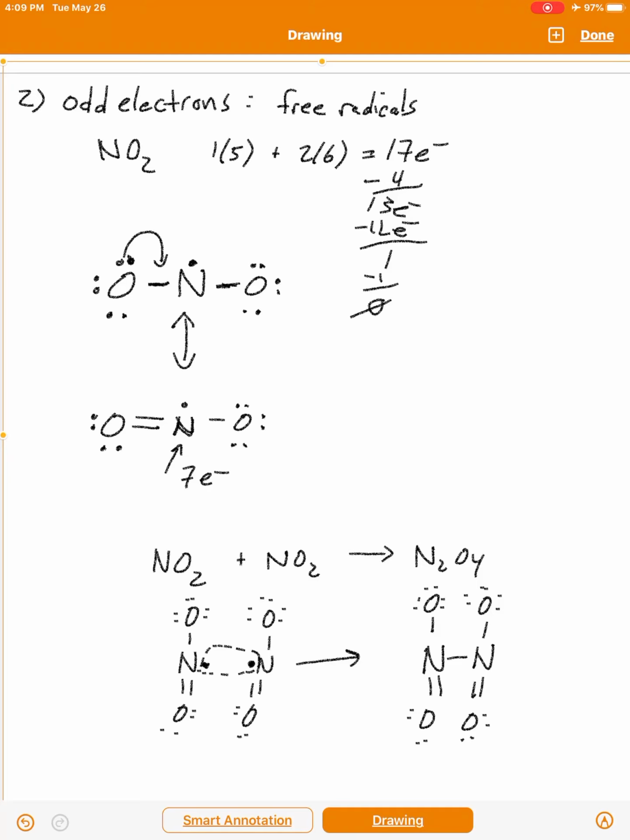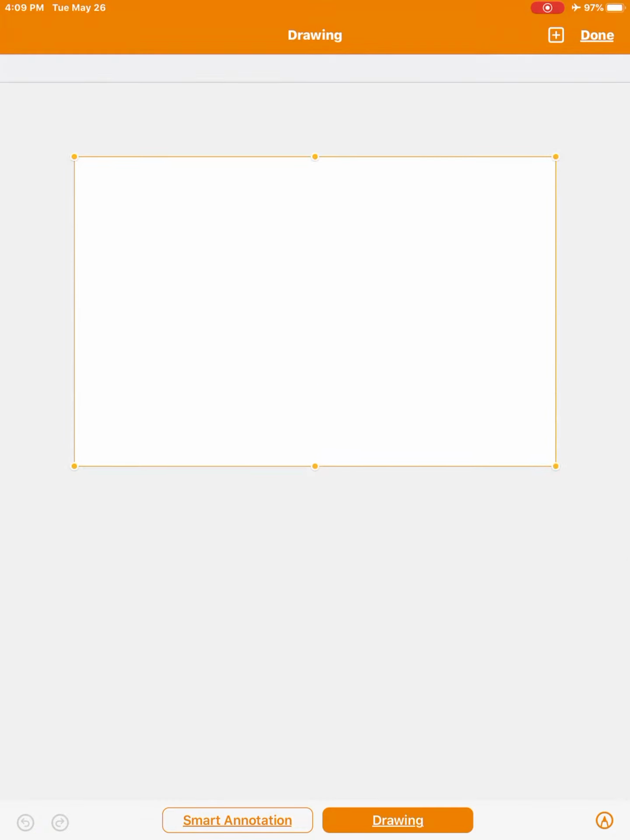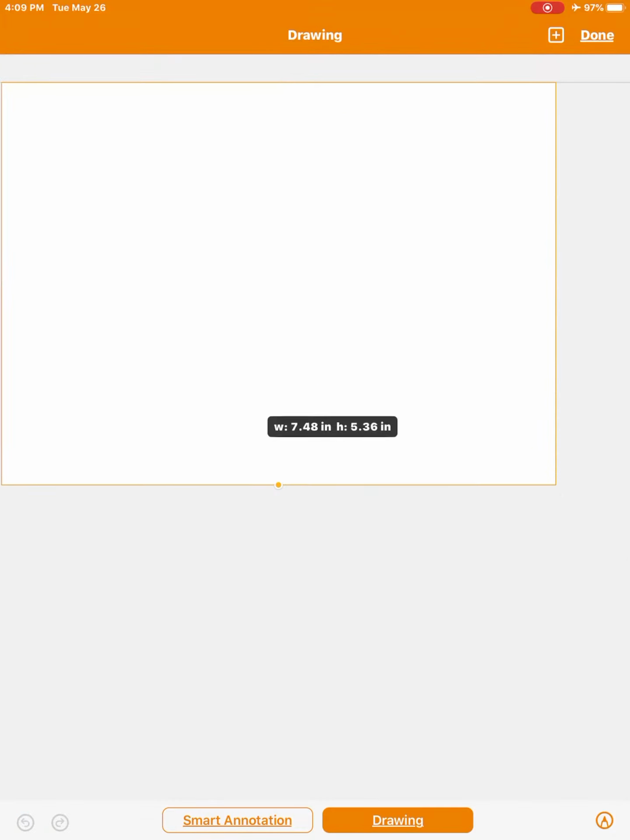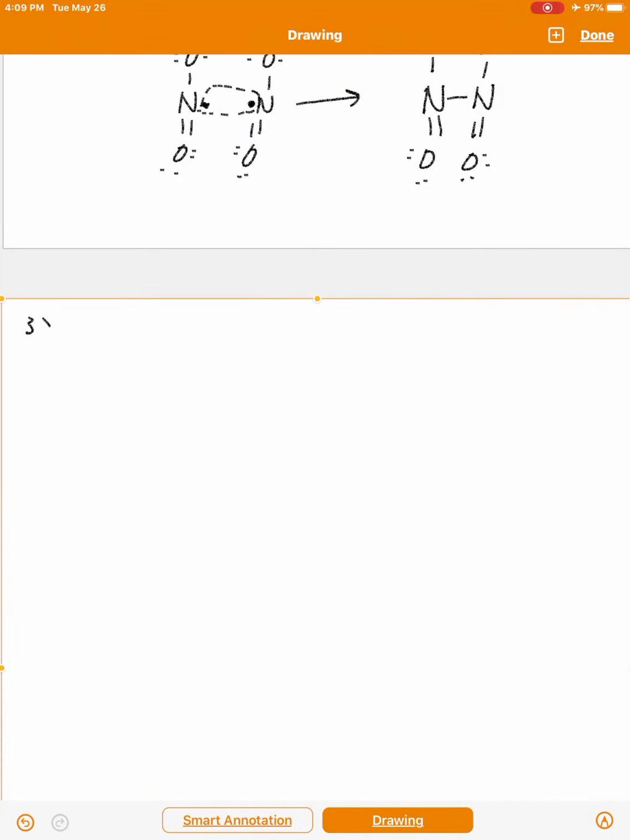So generally what you want to do is get the surrounding atoms up to 8, and then get the central atom as close to 8 as you can. So 7 is as close as you can get, so that's what's generally observed. Okay? Now here's category 3 of our exceptions. It's often called expanded octet.